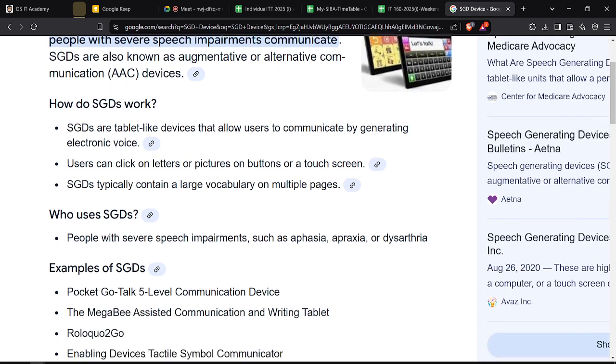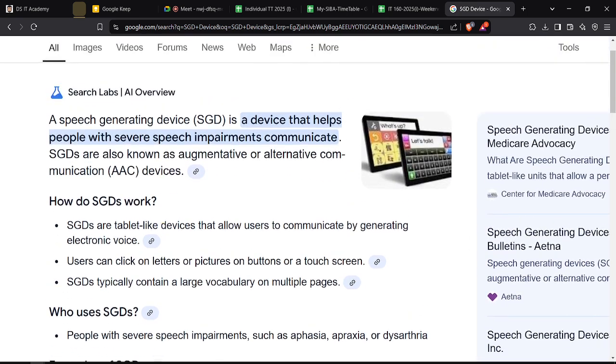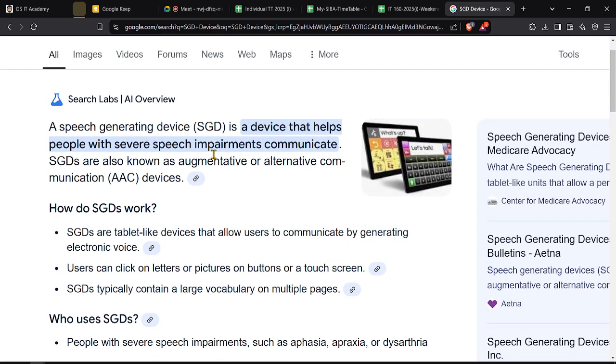So imagine someone from China came here, and he can't speak Sinhalese, right? So he will turn on Google Translate and say in Chinese what to do, and when Google translates it to Sinhalese, we can understand, right? It's called SGD, speech generating device, right?